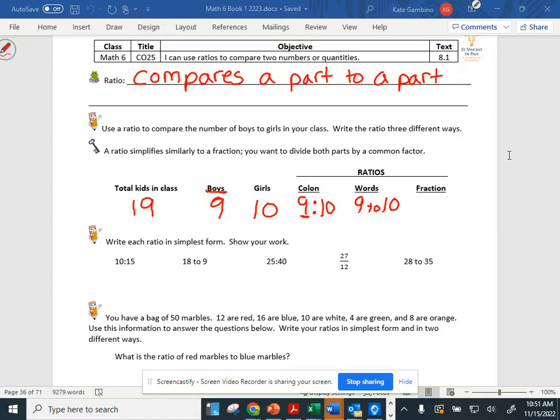Now with our fraction, our first part, which is the boys here, is going to be the numerator on top. The denominator is going to be the second one. Now, just like with fractions, we always want to see if we can simplify. Can we simplify this? Now, what if 9 and 10? Is there a factor that they both share that's bigger than 1? Nope. What if we had 8 boys and 10 girls?